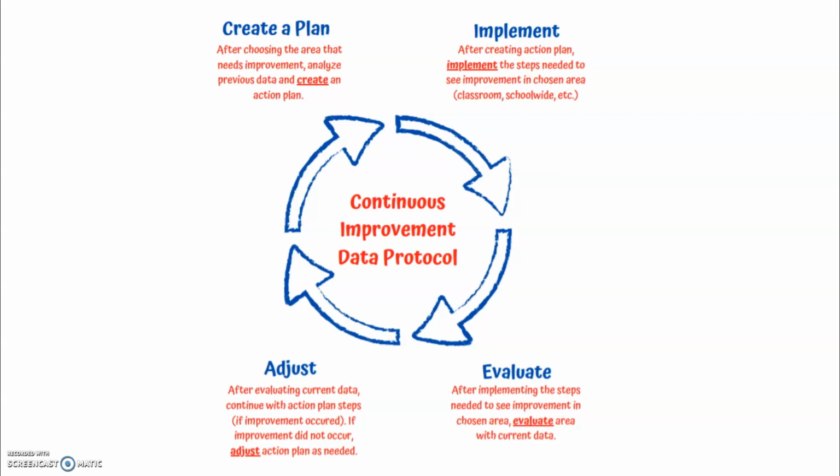And then that leads us to the adjustment step. After evaluating current data, continue with action plan steps if improvement occurred. So if you saw improvement occur, there won't be much adjustment. You'll just continue on with your action plan. However, if improvement did not occur, then you'll adjust the action plan as needed. So maybe your action plan or a step in your action plan needs to change in order to see better improvement.